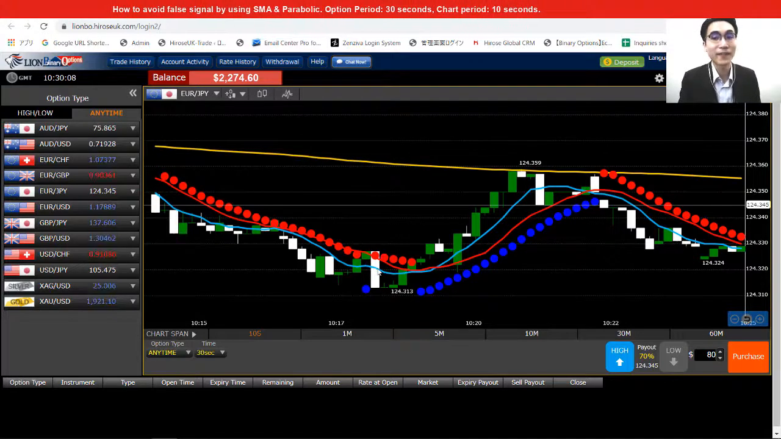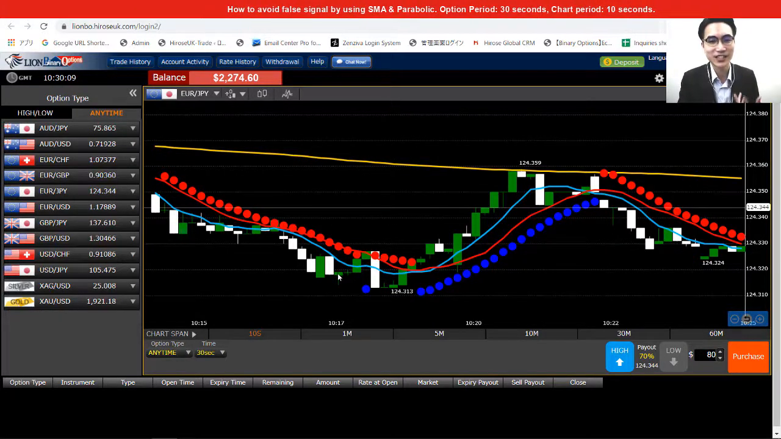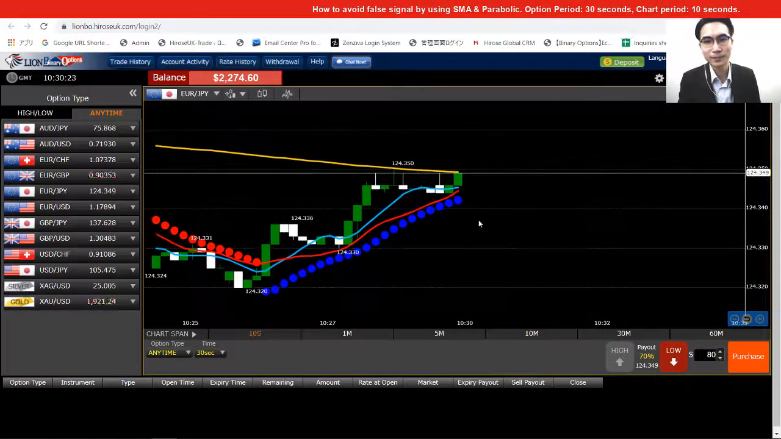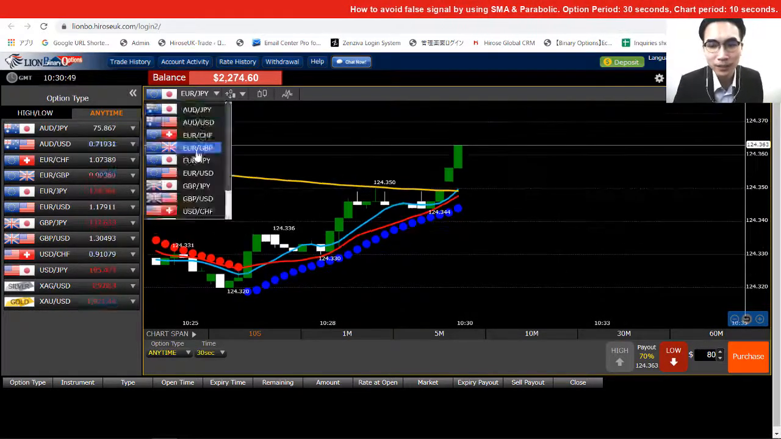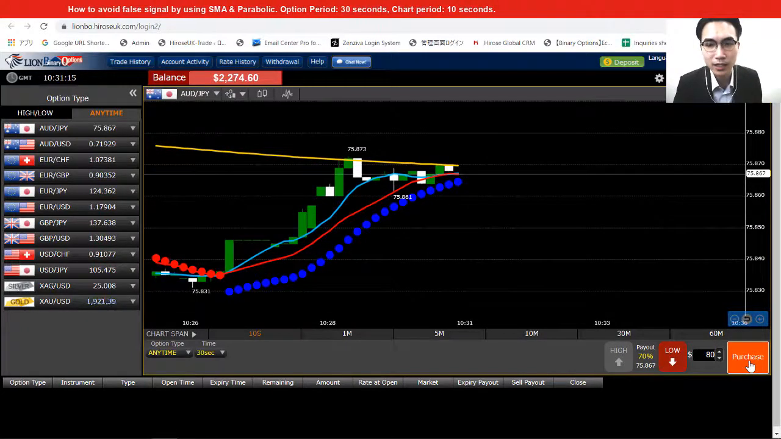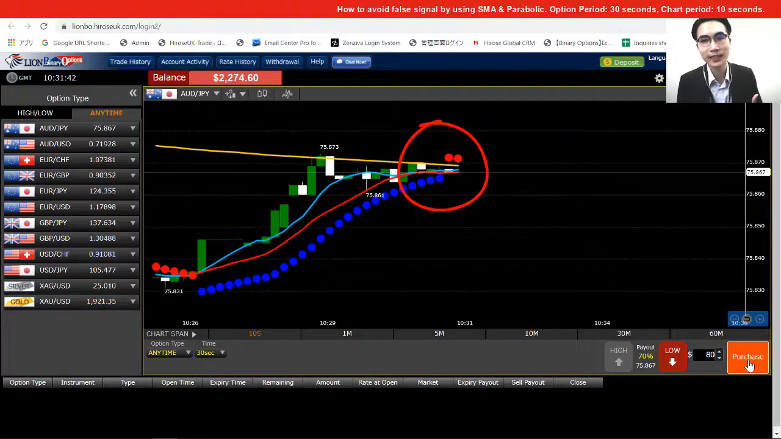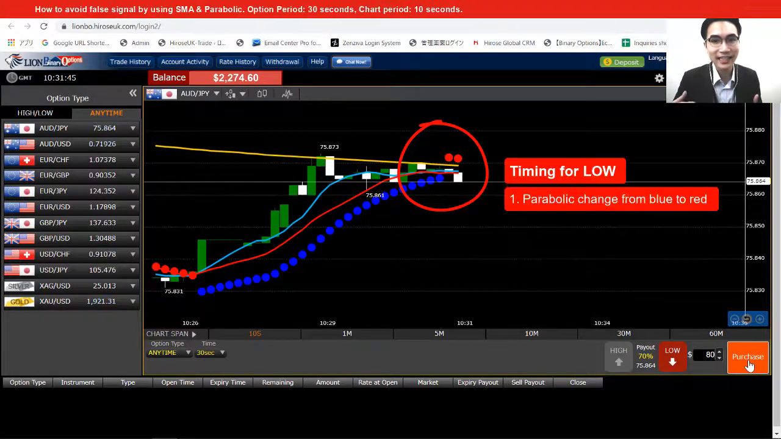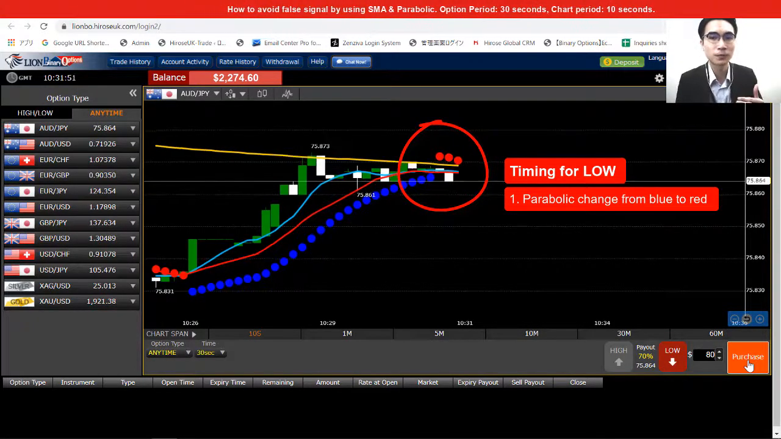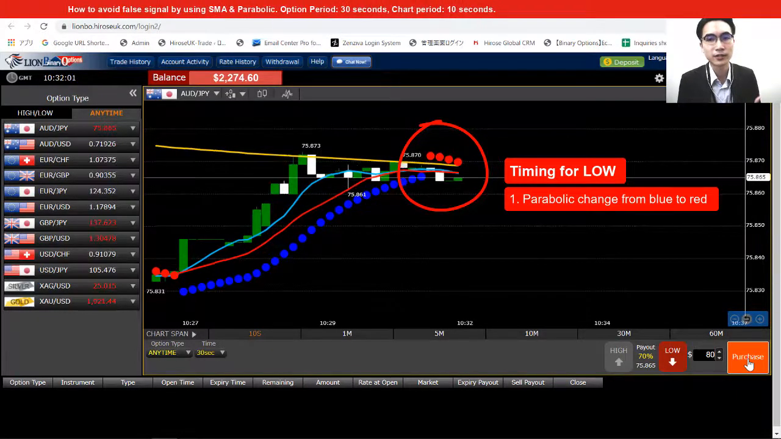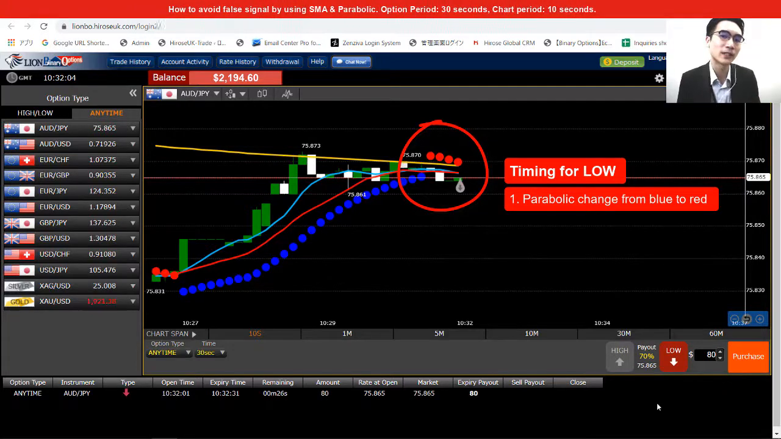That's the theory, but now let's take a look at how I actually trade. First let's browse a little bit. Just browse a bit, and try to look for an ideal currency pair to trade with. Now you see the parabolic dot has changed from blue to red, and that is a bearish indication. That means the upward movement has now changed to a downward movement, and now all I'm looking for is a crossover of the simple moving average. There we go, the crossover, and I opened a low position.